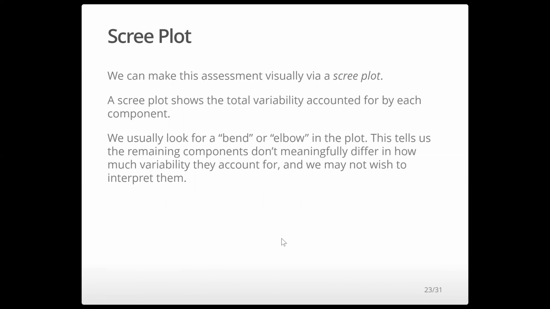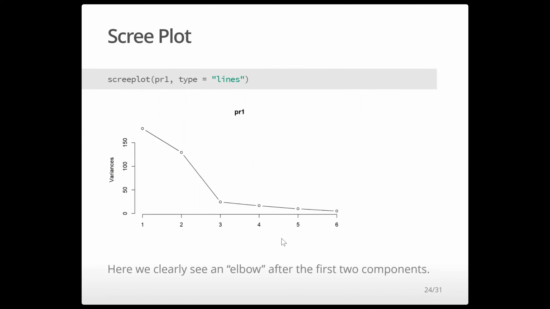Another way to look at this is visually. We can do a Scree plot. What a Scree plot does is it plots the total variability accounted for by each successive component. And what we're looking for is a bend or elbow in the plot. This tells us that the remaining components don't really differ in how much variability they account for, and we may not want to interpret them in this case. So here's a Scree plot. This is a default Scree plot function in R. Here we see clearly there's an elbow in the plot.